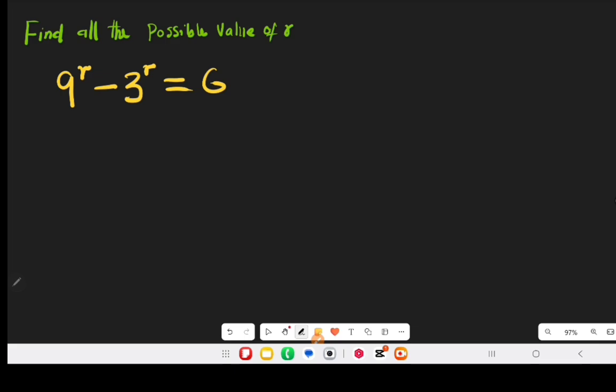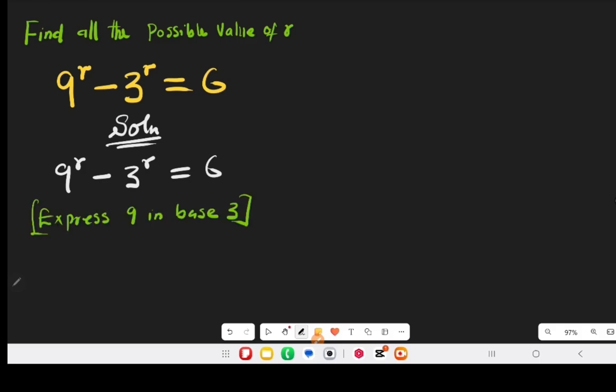Find all the possible values of r. Solution: 9 raised to the power of r minus 3 raised to the power of r equals 6. First step, we express 9 in base 3. If we express 9 in base 3, we have 3 raised to the power of 2, all raised to the power of r, minus 3 raised to the power of r equals 6.